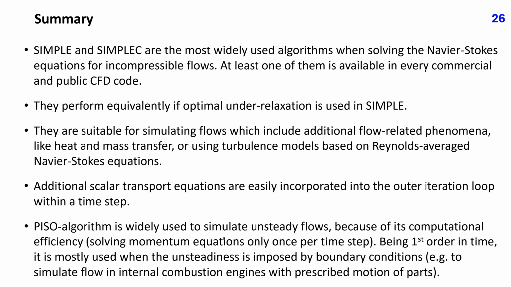Additional scalar transport equations are easily incorporated into the outer iteration loop within a time step. The PISO algorithm is widely used to simulate unsteady flows because of its computational efficiency, solving momentum equations only once per time step. Being first order in time, it is mostly used when the unsteadiness is imposed by boundary conditions. For example, to simulate flow in an internal combustion engine cylinder with a prescribed motion of piston and valves.